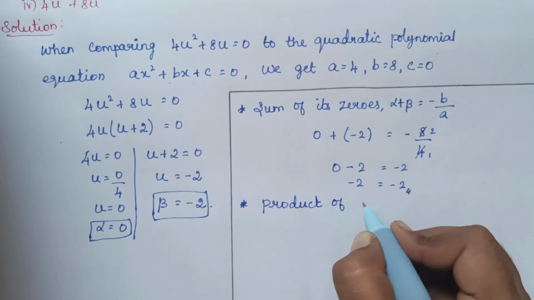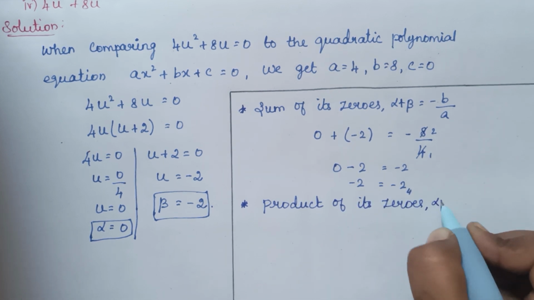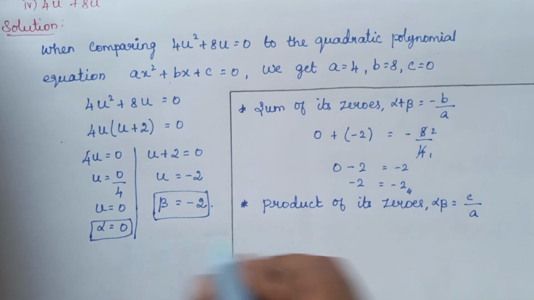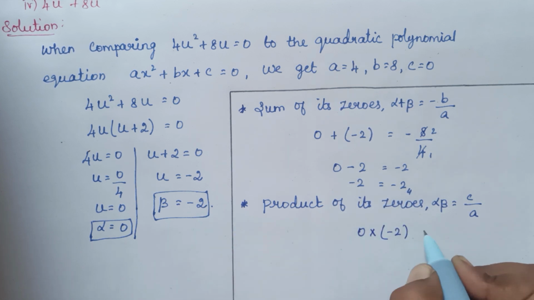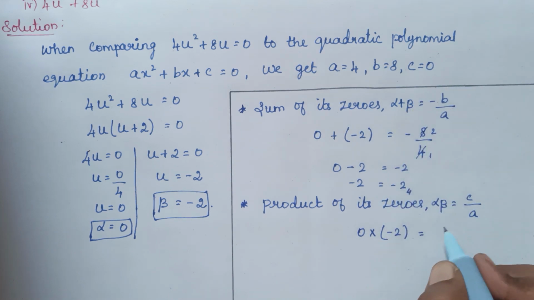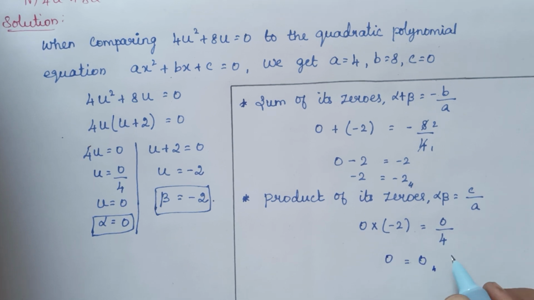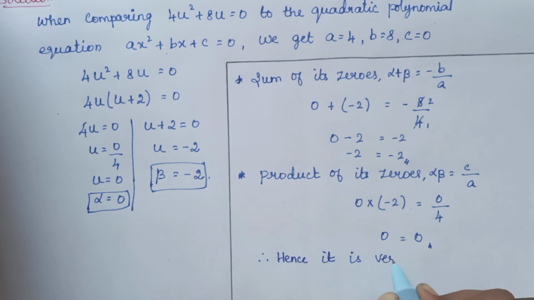So the next one, product of its zeros, that is alpha into beta is equal to c by a. So alpha is equal to 0 into beta is equal to minus 2 equal to c. C value 0 by a is equal to 4. So anything multiplied by 0 is equal to 0. 0 divided by 4 is equal to 0. So both the answers are equal. So therefore, hence it is verified.